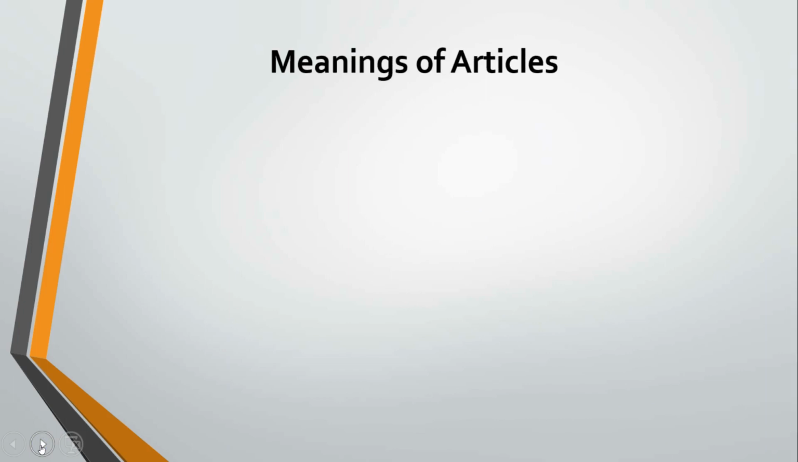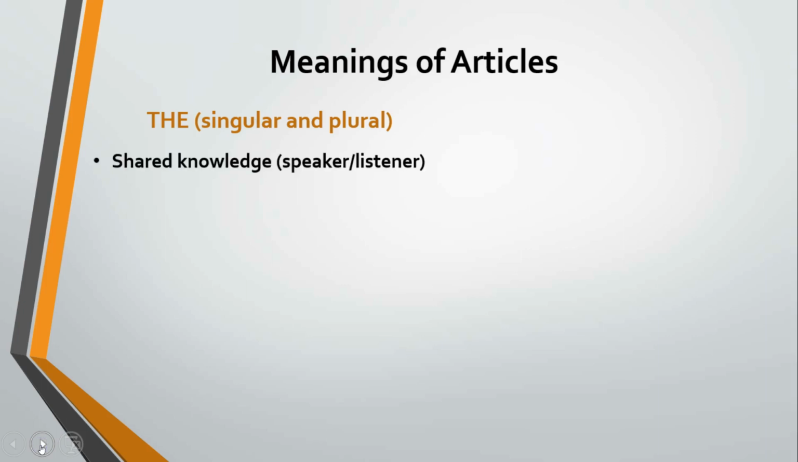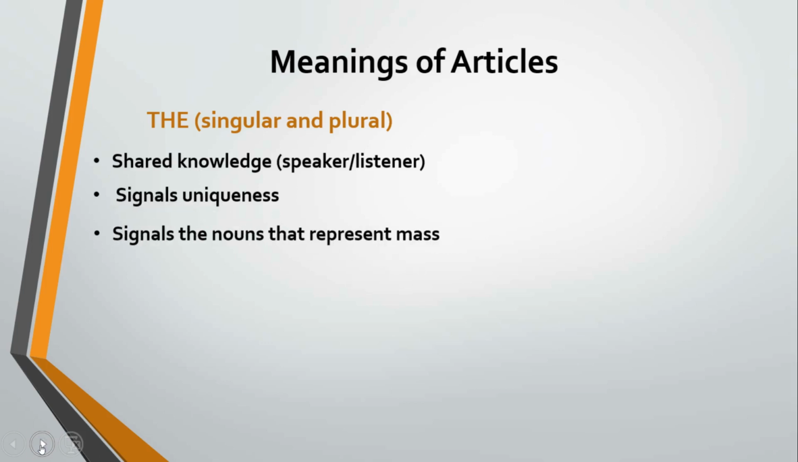Now let's talk about the meanings of the articles. The definite article the can stand before either singular or plural nouns. It shows the shared knowledge between the speaker and the listener. It also signals uniqueness of the noun in question. And it signals the nouns that represent mass. These are the non-count nouns.